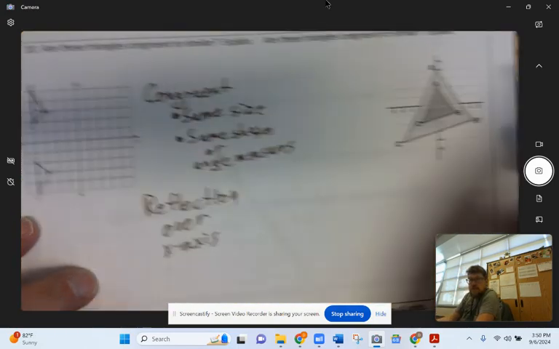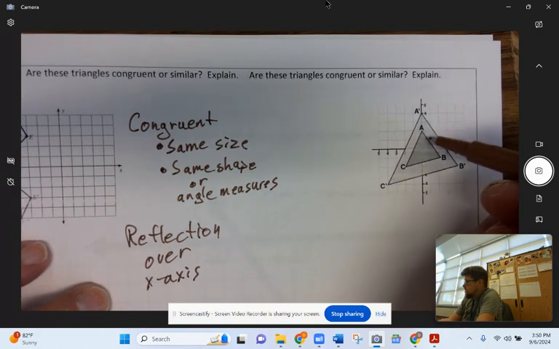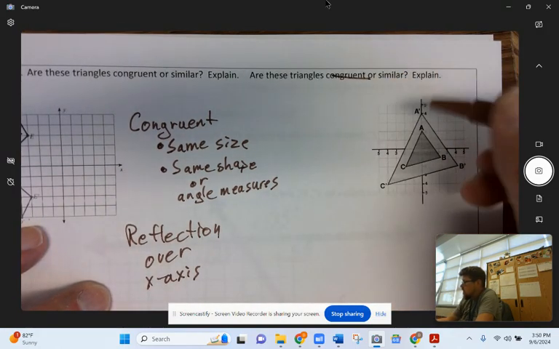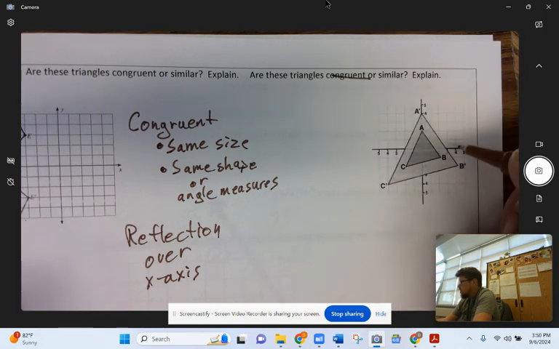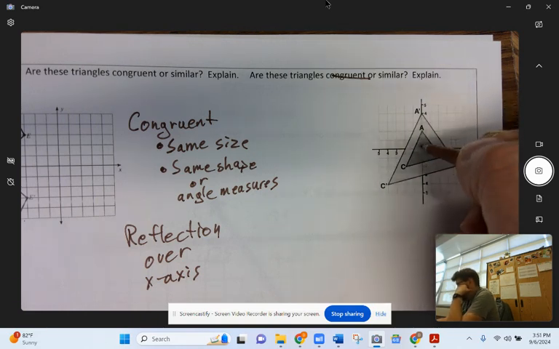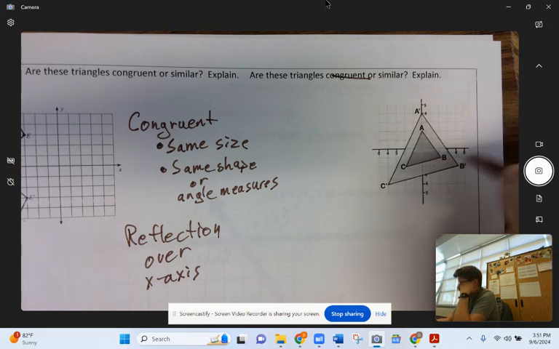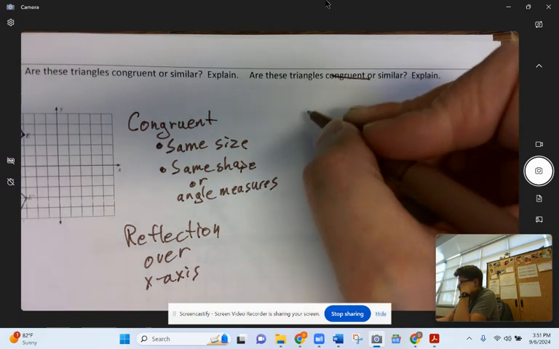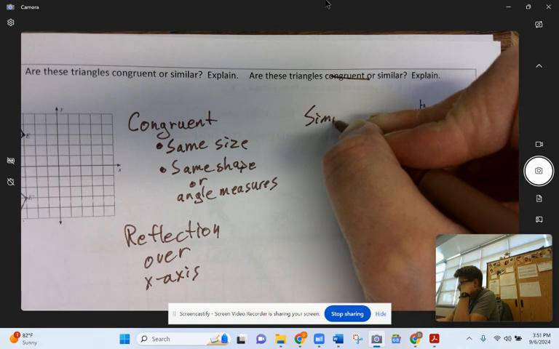Now we take a look at this one. Clearly we have two different sizes right here, so right away we know it's not congruent, right? And for similar, we would want to compare the same shape, and if we can determine it's the same shape, I mean, it just looks like it, right? You can kind of just tell that it is, right? So we would say that they're similar.